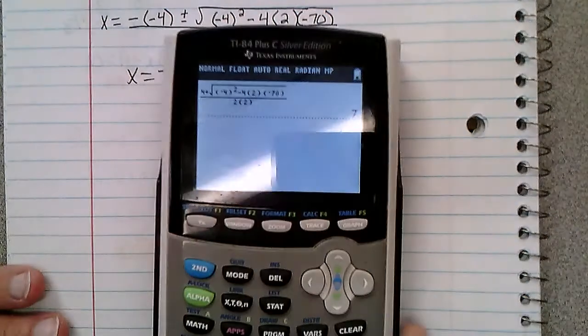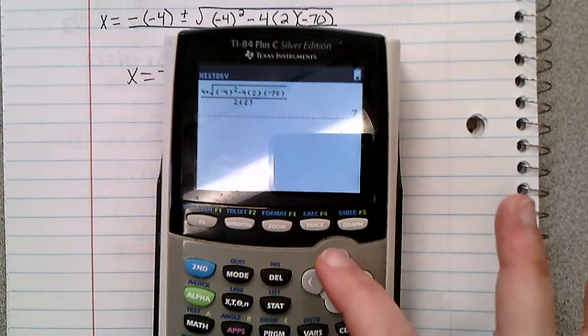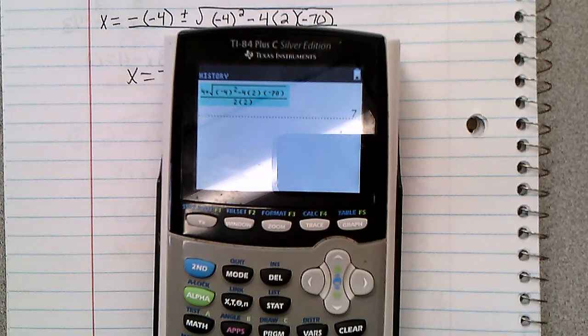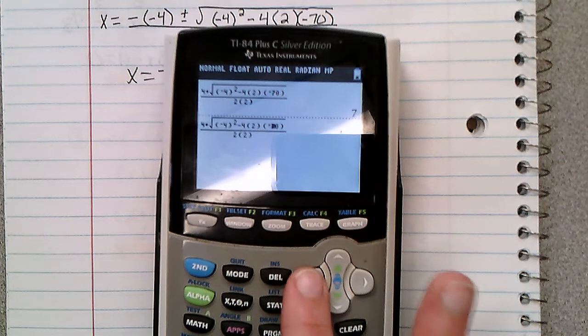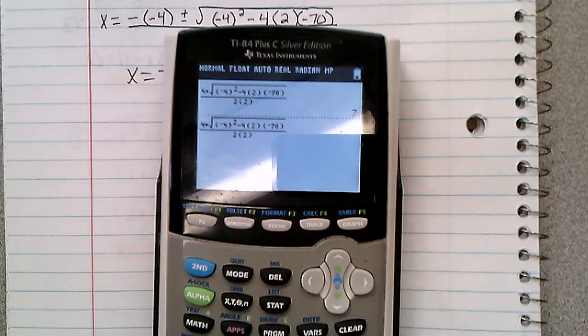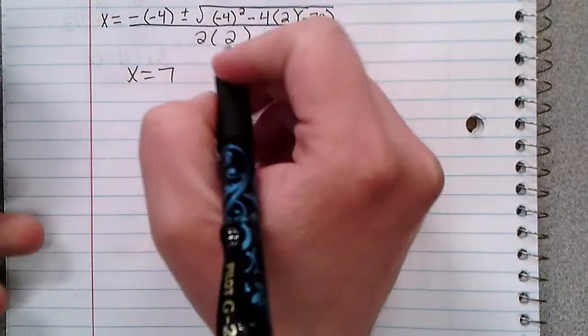Okay. Now, instead of having to type all that again, I can just scroll up and highlight that portion of the calculator and hit enter. And then all I have to do is scroll back to that plus sign and just make it a minus sign. I know that's a lot of scrolling, but it's still quicker than typing the whole thing in from scratch. Just trust me. So my other x-intercept is negative 5.